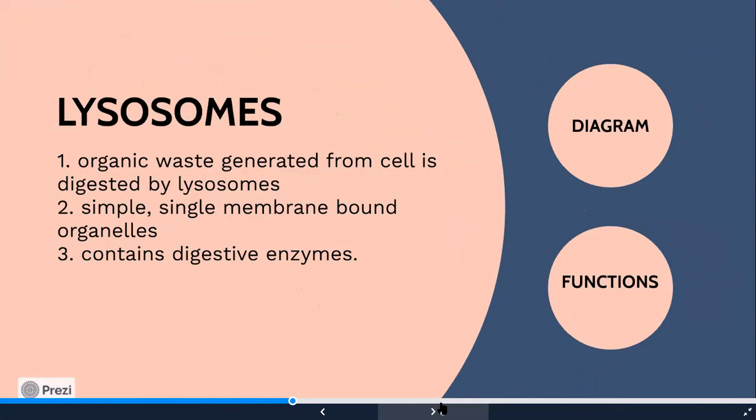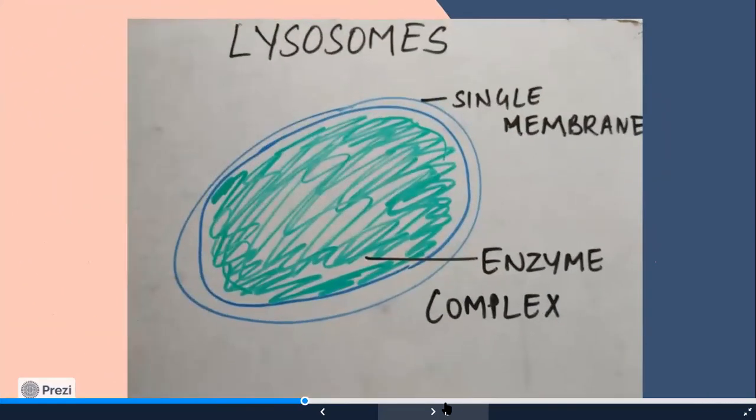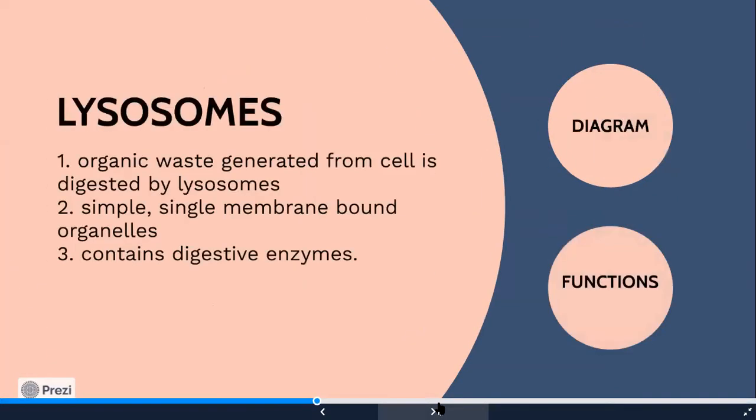Now, what are lysosomes? They're simple single membrane bound organelles, and they contain digestive enzymes. Obviously, to break down a particular cell, they need certain enzymes, and these enzymes are the digestive enzymes. So this is how a lysosome looks. It's a single membrane bound structure, and inside, the lysosome is filled with the enzyme complex.